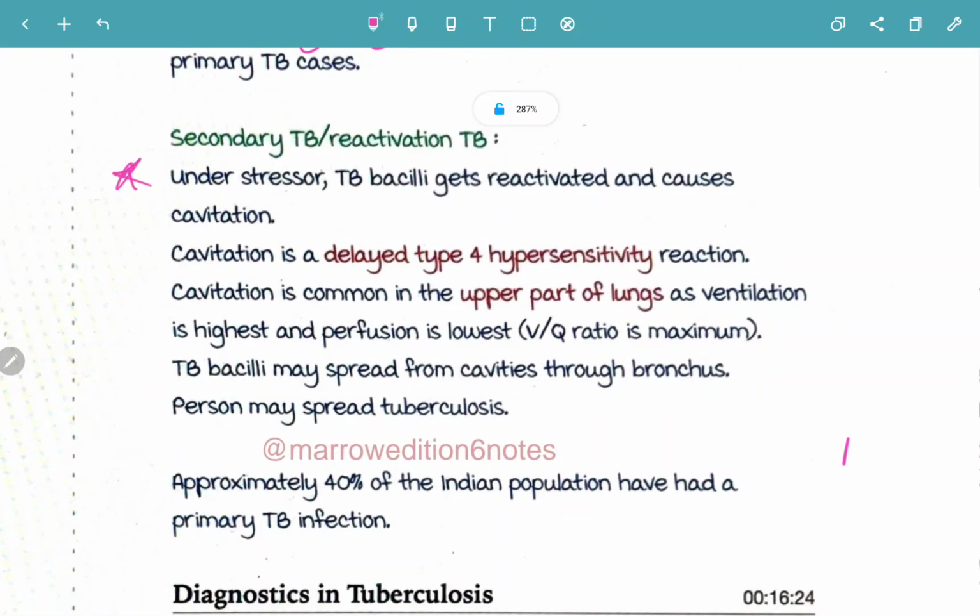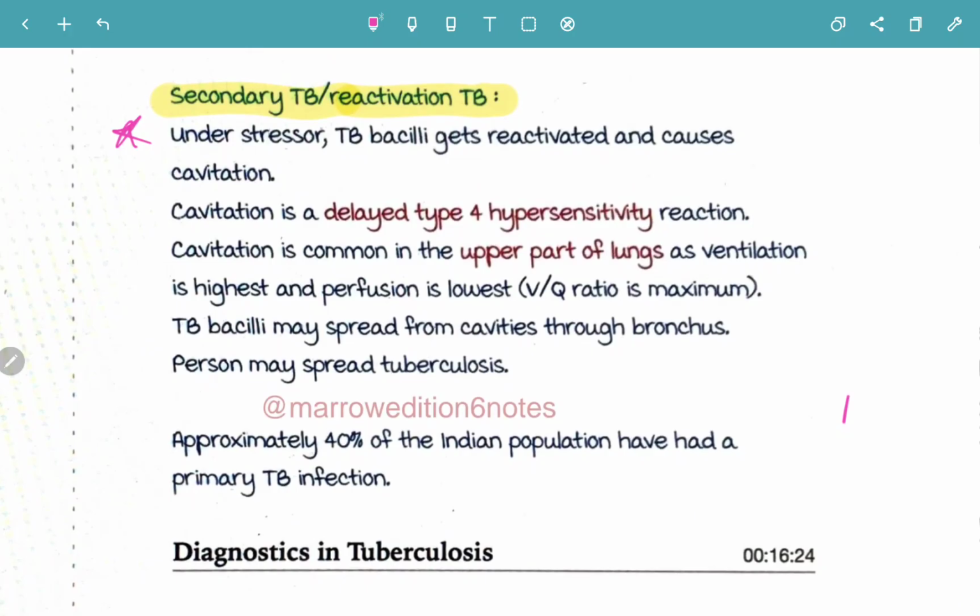What is secondary TB or reactivation TB? In secondary tuberculosis, under a stressor, the TB bacilli gets reactivated and causes cavitation in the lungs. Cavitation is a type of delayed, very important, type 4 hypersensitivity reaction. So cavitation is an example for delayed type 4 hypersensitivity reaction.